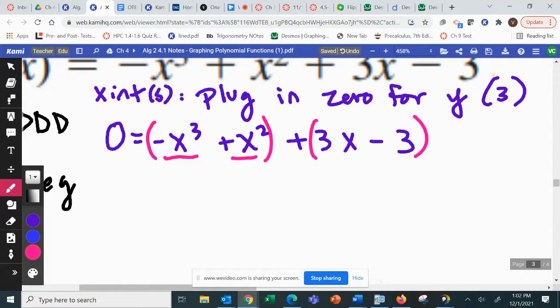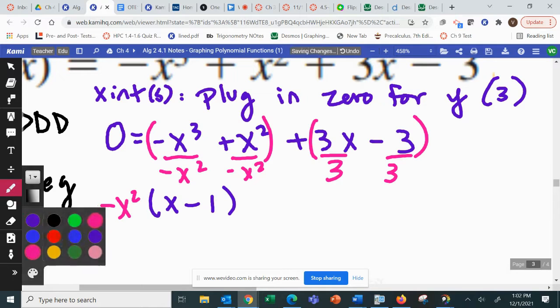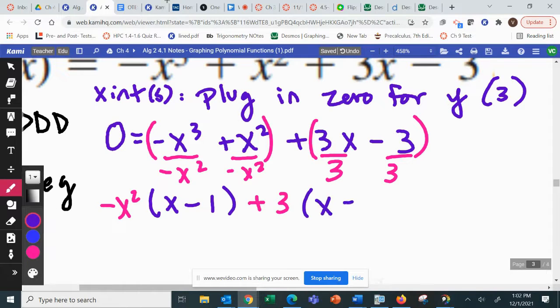I could take x squared out, but I'm actually going to do something else. I'm going to take out the -x squared. If there's a negative, I like to take it out. And then what's going to come out of the second one? 3. Okay. So we take out the -x squared, we get x minus 1. If we take out the 3, we get x minus 1.